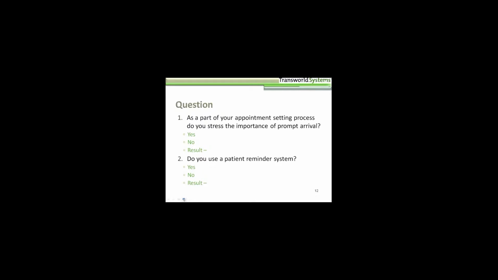So we've got about maybe 8 seconds, 7 seconds to get your response in on that patient reminder system question. We will share those results with you in just a moment.